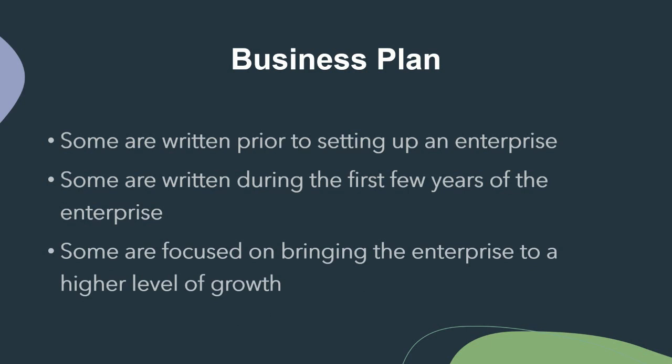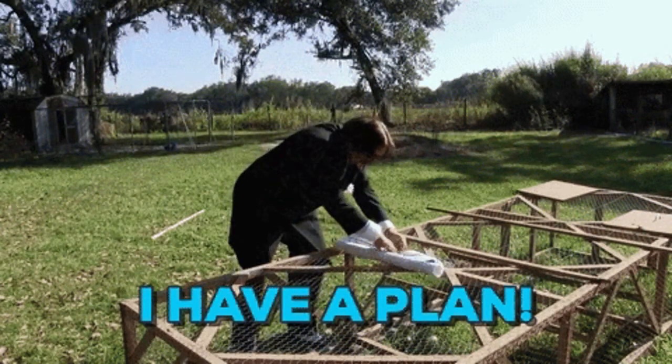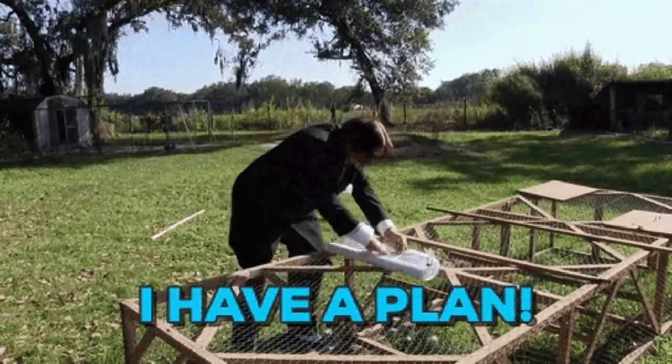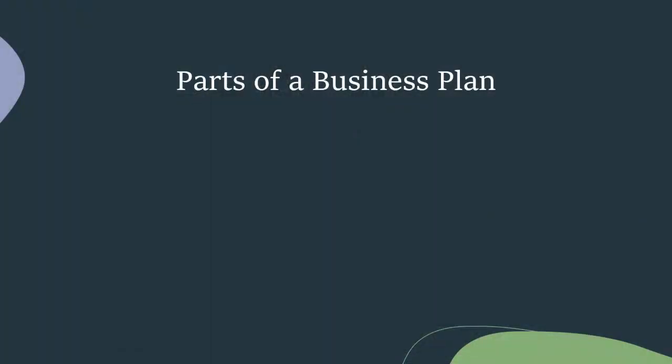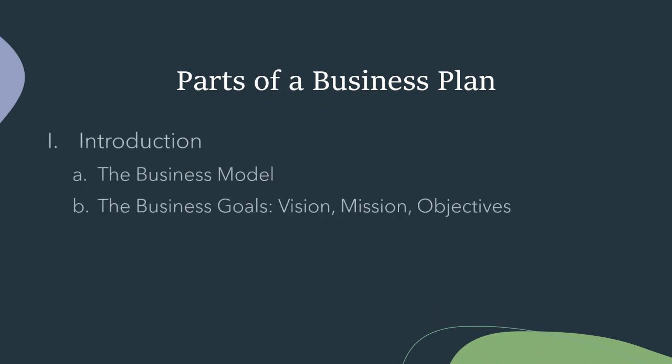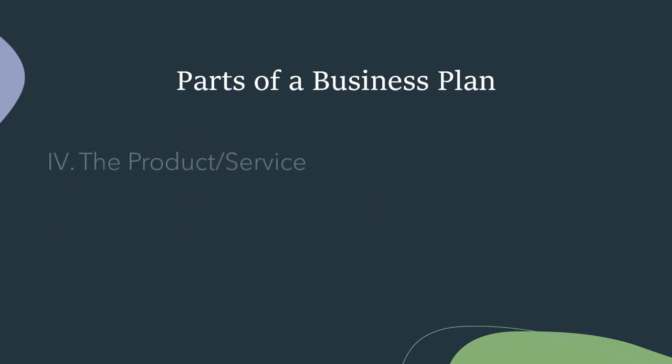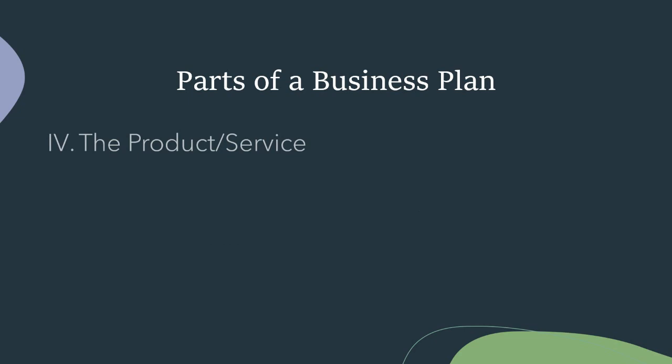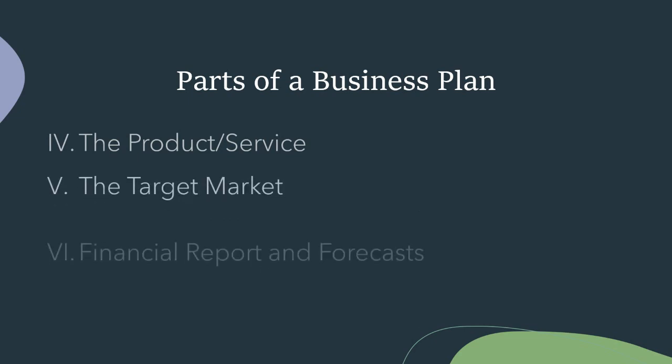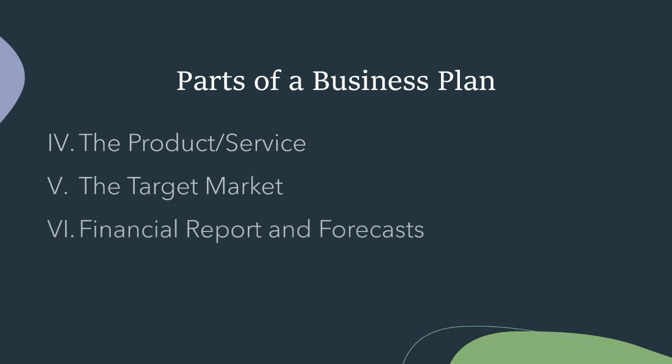So now you have a plan, but how are you supposed to write it down? There are many formats in writing a business plan, but for you students, we're going to use a simpler version. The business plan that you are going to create should be comprised of the introduction, which includes the business model and the business goals. Next would be the executive summary, and then followed by the stakeholders. Then you're going to write about the product or the service itself. Next would be the target market, and last would be the financial report and forecasts. Each of these will be discussed later in the video.